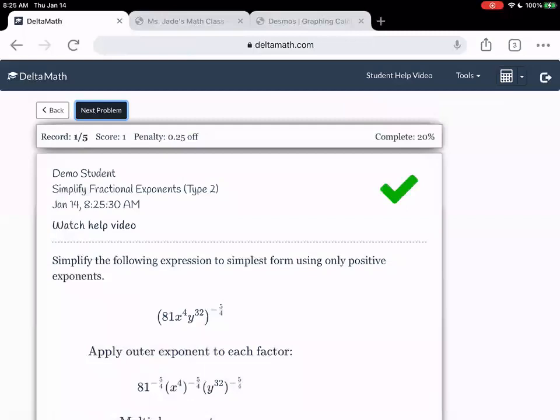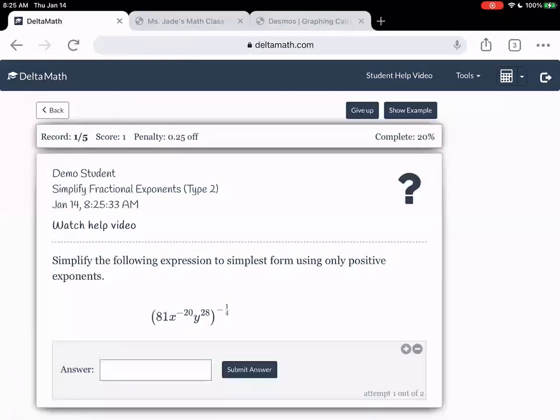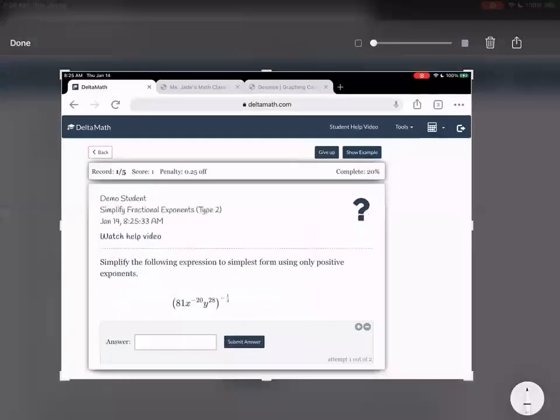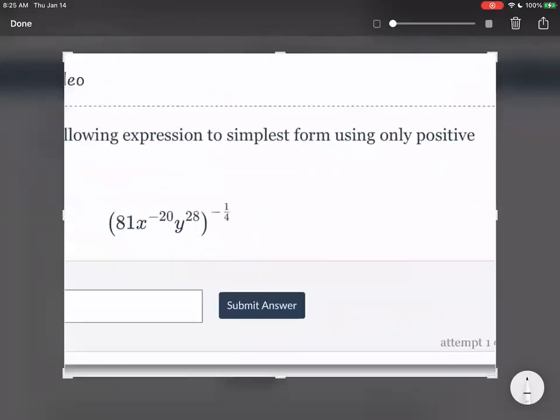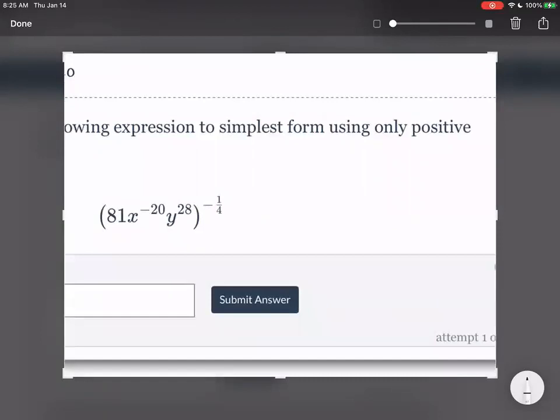Let's do another problem. We have 81 x to the power of negative 20, y to the power of 28, all to the power of 1 over 4. Okay, so we're going to take this, let me zoom in first. We're going to take this negative exponent and we're going to distribute it to everything inside the parentheses. Only the stuff inside the parentheses, but everything is inside the parentheses. So distribute.